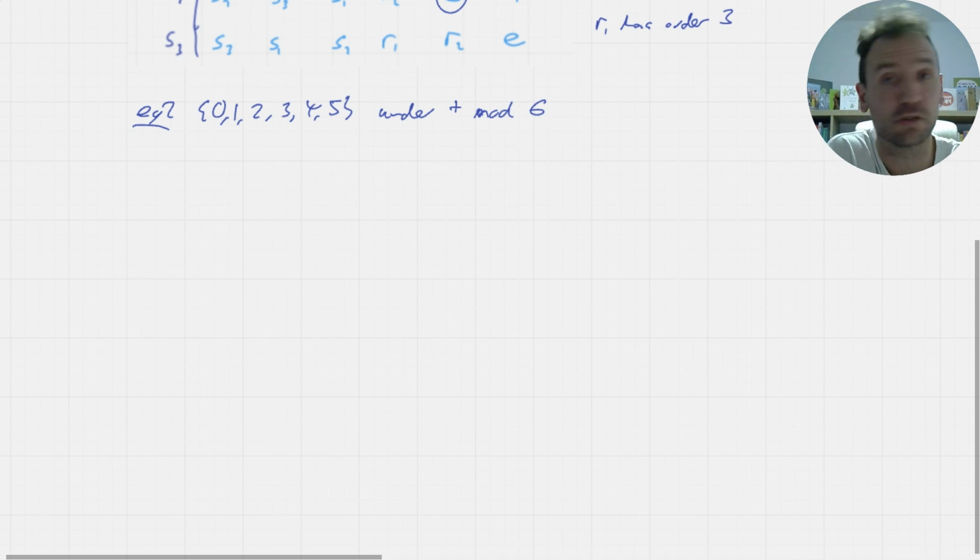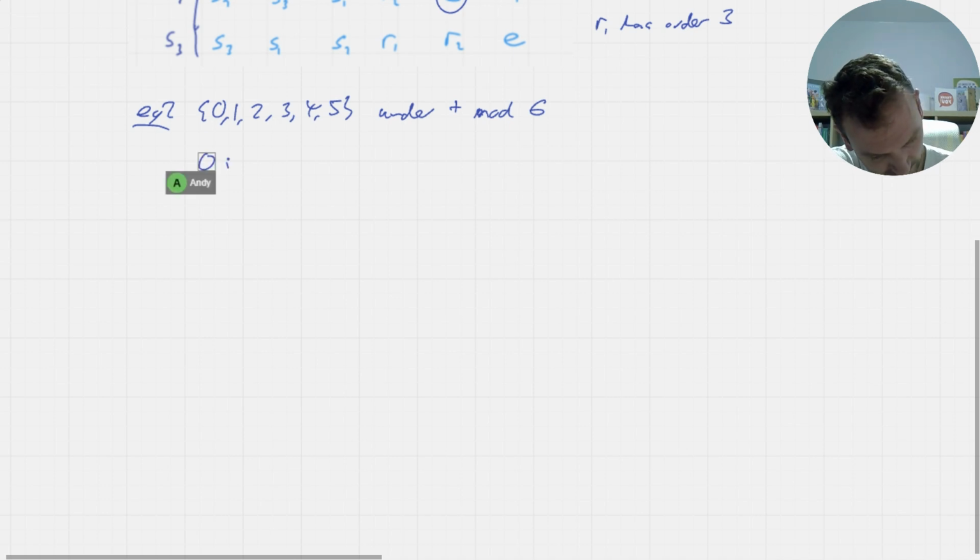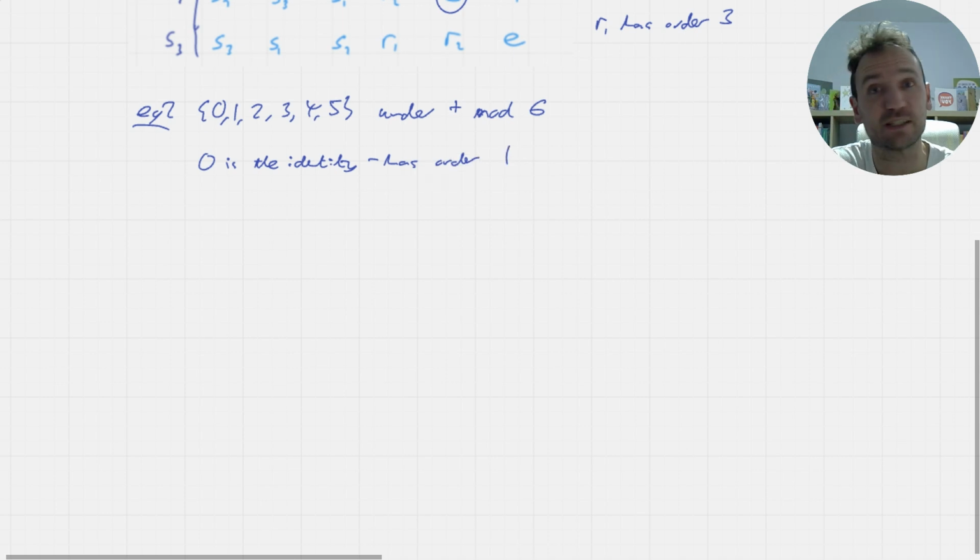I want to think about the order of each of these elements. But the first thing we should note is, which one is the identity? Otherwise, we're not going to be able to find the orders at all. What can we add which has no effect? That's going to be our identity, and that's 0, because 0 plus any element is just the same element. So 0 is the identity. This means it has order 1, because as soon as we start with 0, 0 to the power 1 is 0, and we're done.